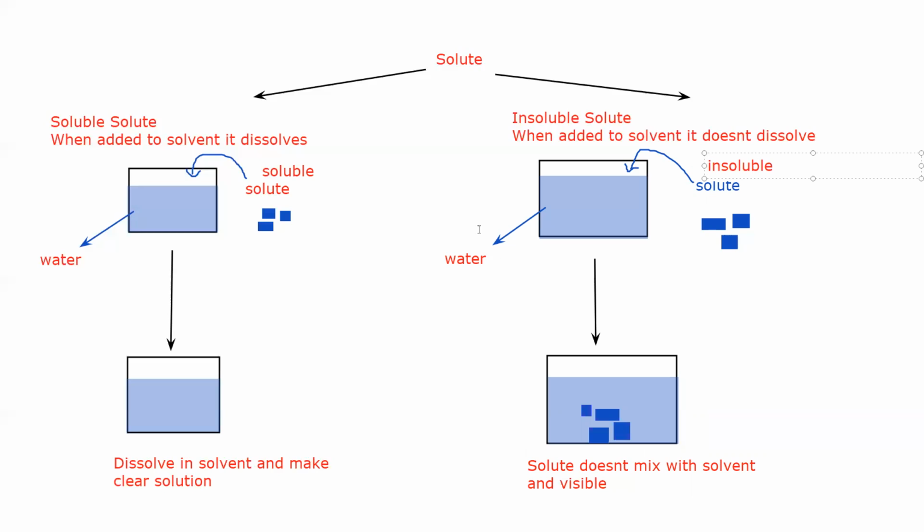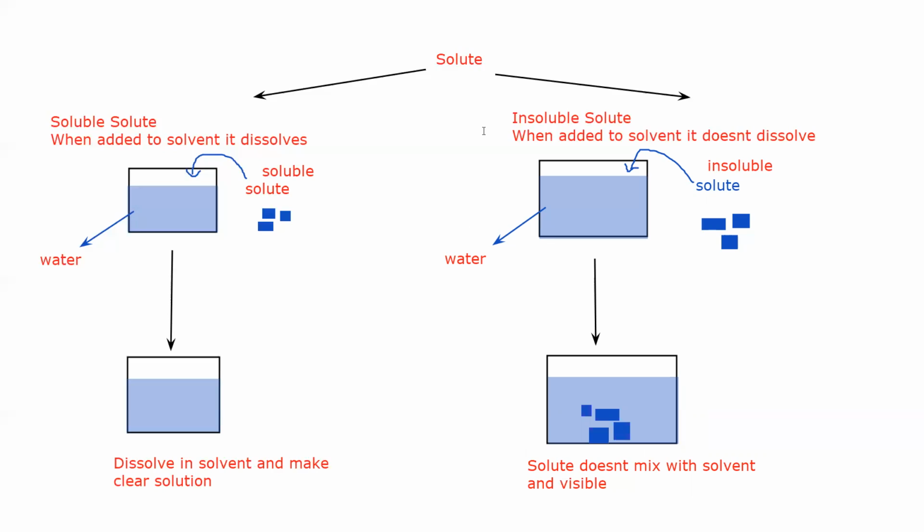So there are certain solids which are soluble, and there are certain solids which are insoluble. And there's a table for this which you have to memorize or learn. Is it clear till now? The concept of soluble and insoluble solutes.